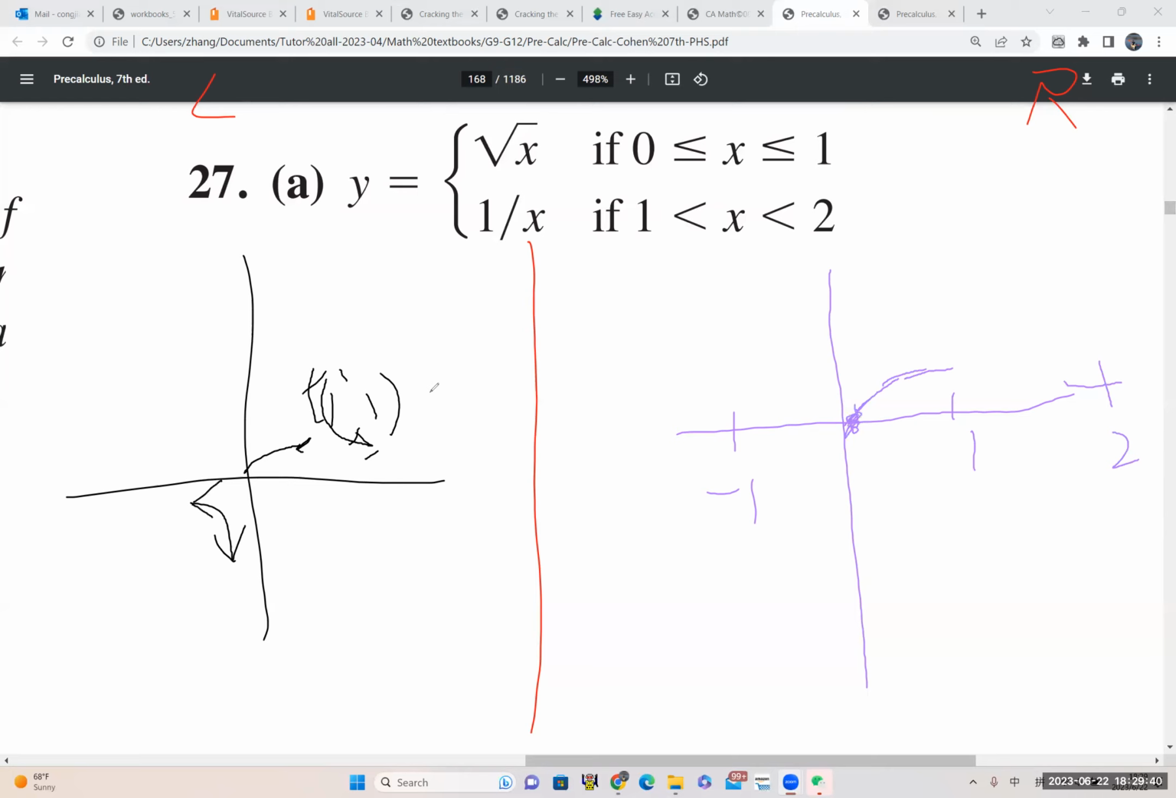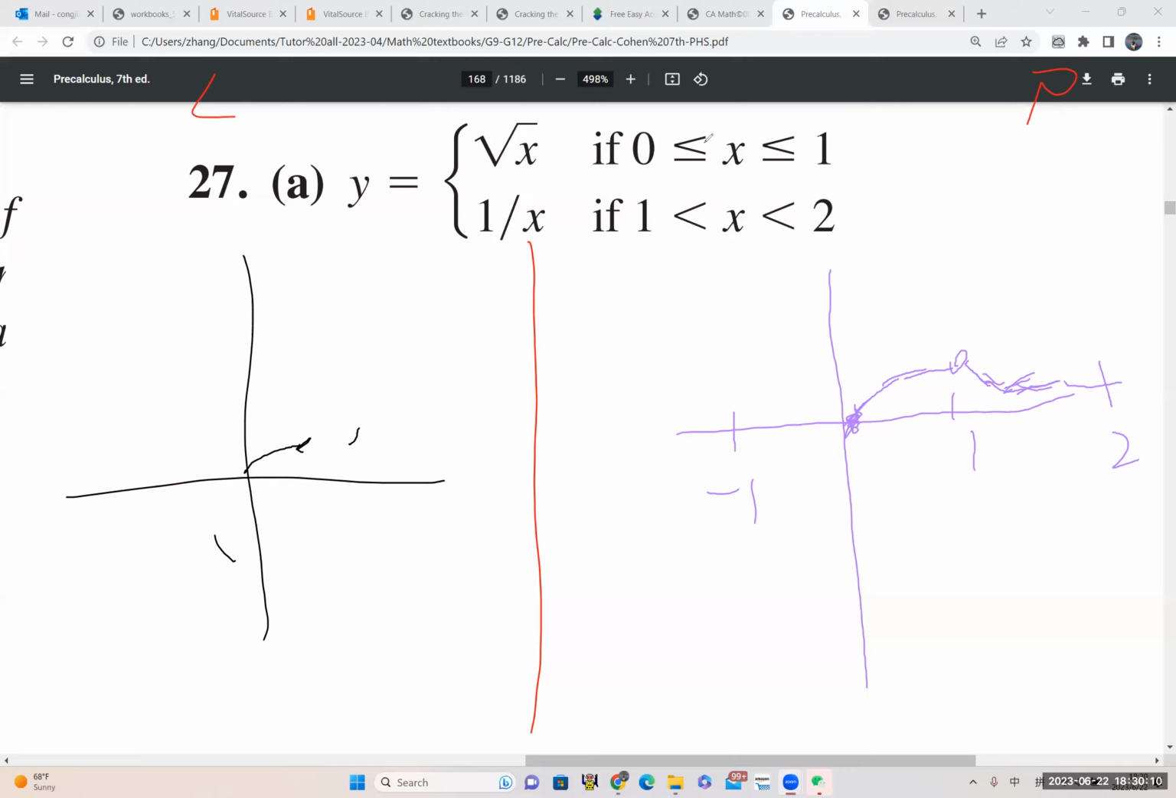I don't know. Your guess. You mean this is part of the graph? Because it's a rational thing. But you say where is the domain? The domain, yeah. It's from 0 to 1, 1 to 2. So no chance to be negative, right? Oh, yeah. Just in the first quadrant.